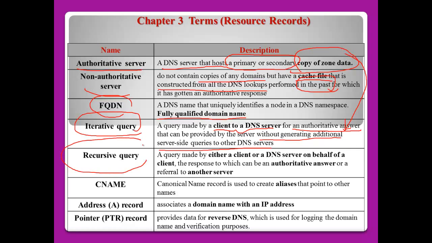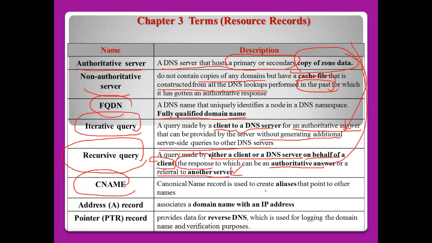But the recursive query is made by either the client or a DNS server on behalf of the client. And the response to which can be an authoritative answer, for example, like this, or a referral to another server if the local DNS does not have the exact information.